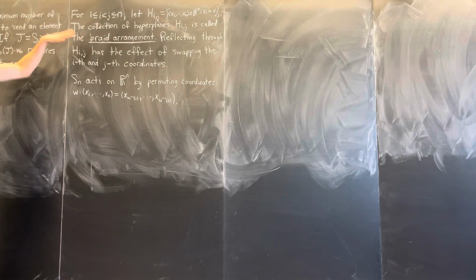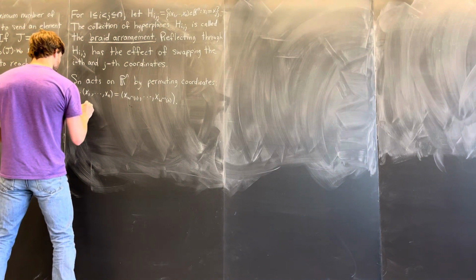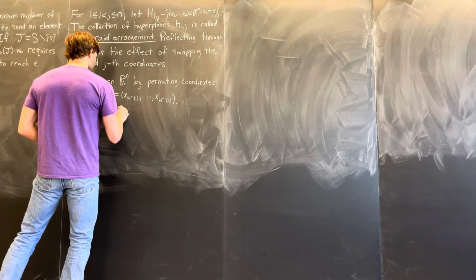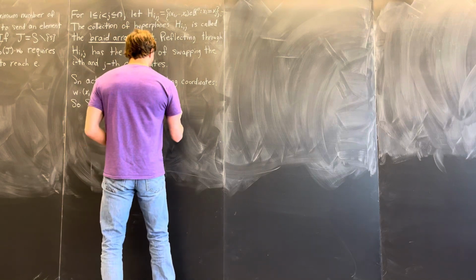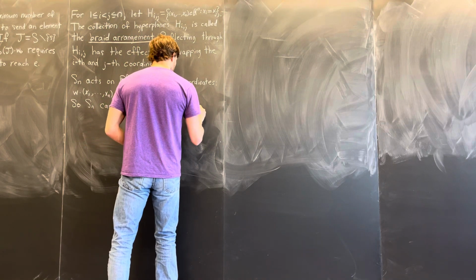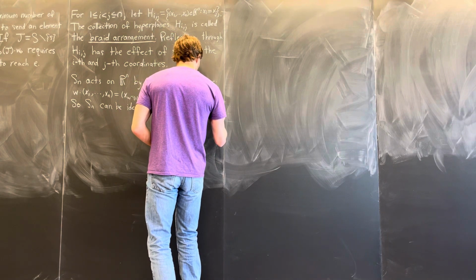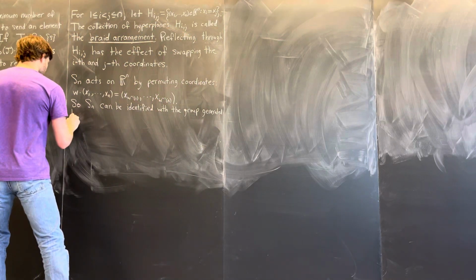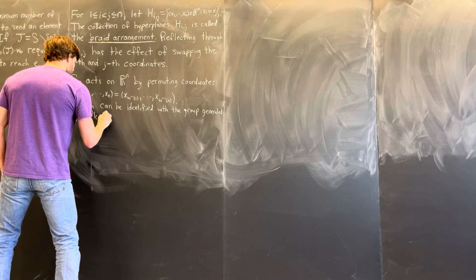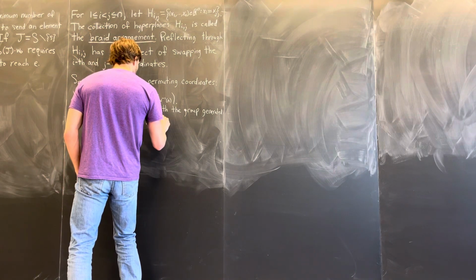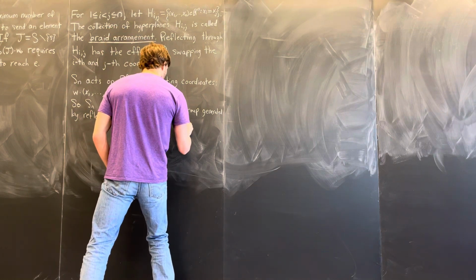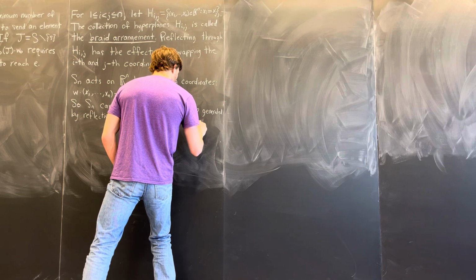So what this means is that we can identify S_n with the subgroup generated by these reflections through the hyperplanes in the braid arrangement. So S_n can be identified with the group generated by reflections through hyperplanes in the braid arrangement.